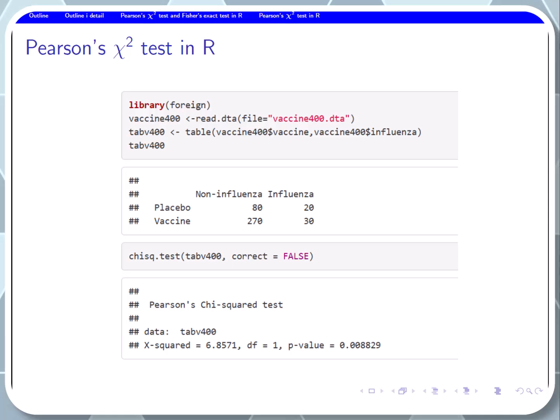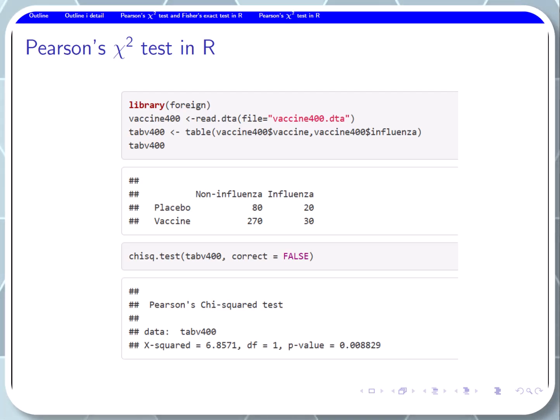There are 4 boxes in these slides. The first and the third box are command lines in R. The second and the fourth box are output after running the command lines. Let's look at the first box.